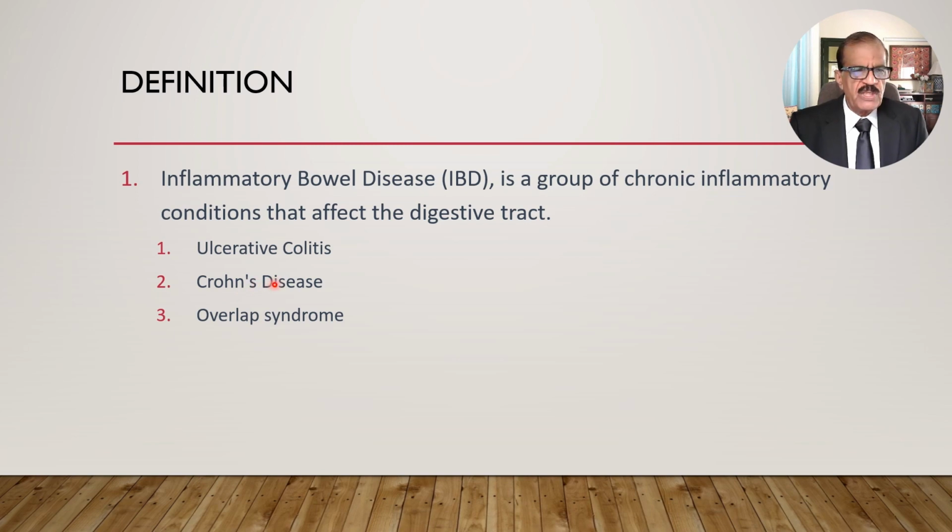And then we have Crohn's disease. This is a granulomatous inflammation which affects any part of the gut, but most commonly the small intestine and then the large intestine also, but actually it can affect any part of the gut starting from mouth to anus. And then there is overlap syndrome. There may be some cases which do not clearly fall in either of the 2 groups. There may be combined features.